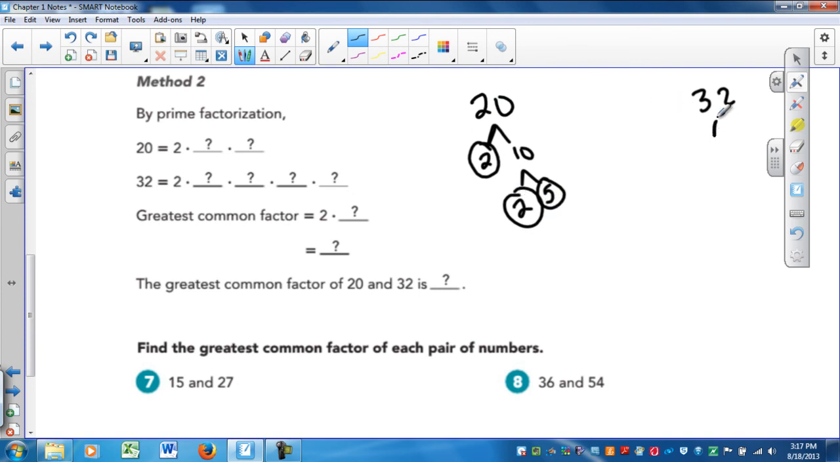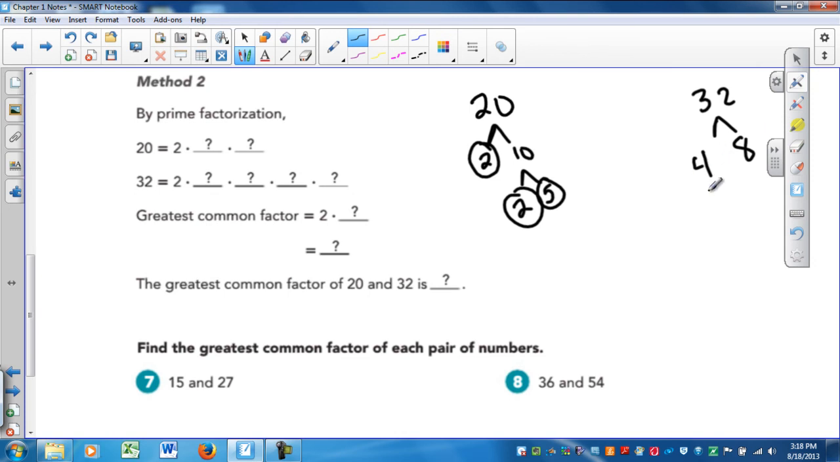Now let's do the same thing here. You could break this into 8 and 4. You could break it into 2 and 16. Whatever you want to do. You figure out what number you want to use. It's up to you. You're going to get the same result. I know that 4 times 8 is 32, so I'm going to use 4 and 8. However, neither 4 nor 8 is prime.